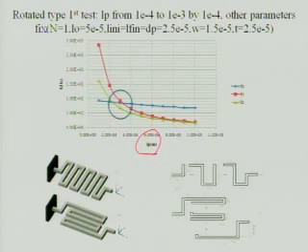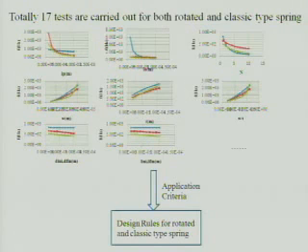For each test, we are really concerned about the crossover points, because these points characterize the relationship between the spring frequency and the parameters. There are a total of 17 tests carried out for both rotated and classic type springs. Then based on our application criteria, the design rules are generated for the spring.